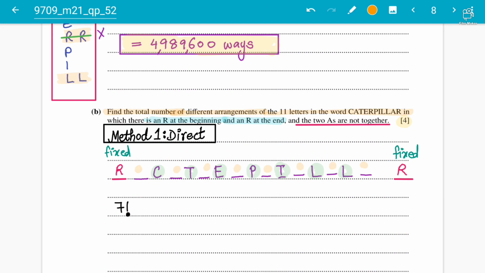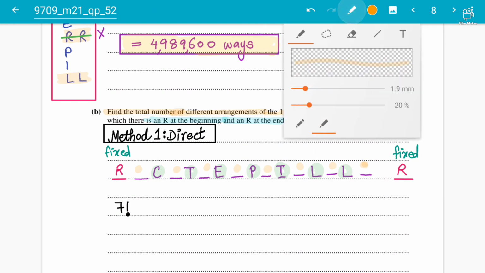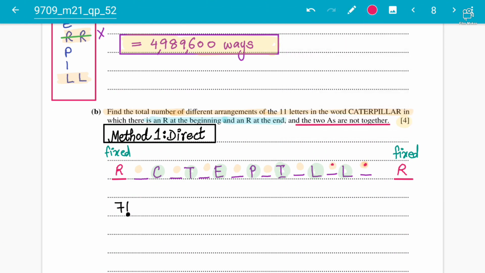So if you count them, 1, 2, 3, 4, 5, 6, 7, 8. Out of the 8 options, you can choose any 2 options for the 2 A's. So let's say you can put an A here and you can put an A here. Out of the 8 options, you can choose any 2 places to put the A's.